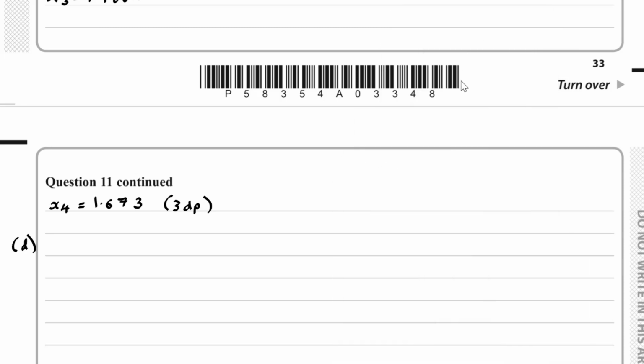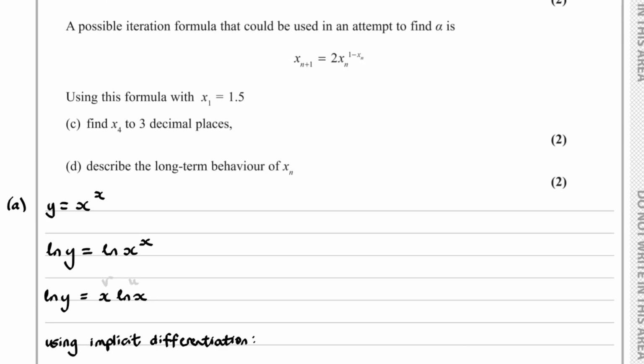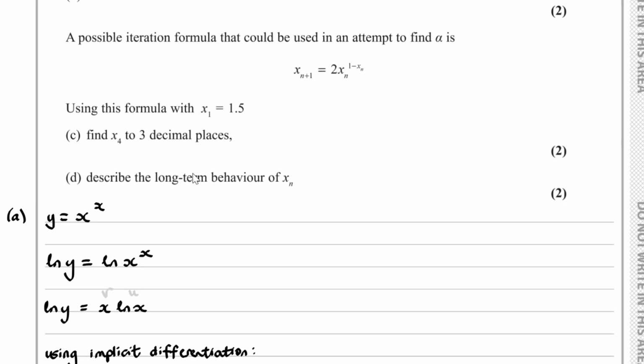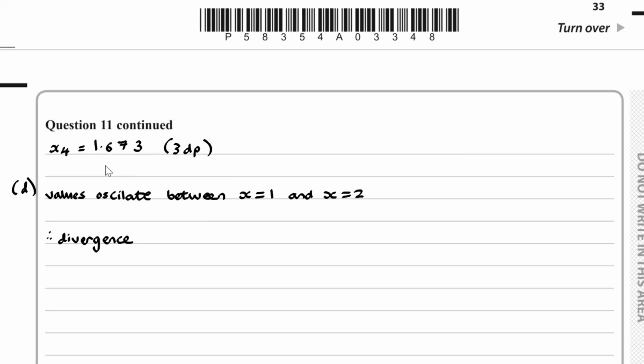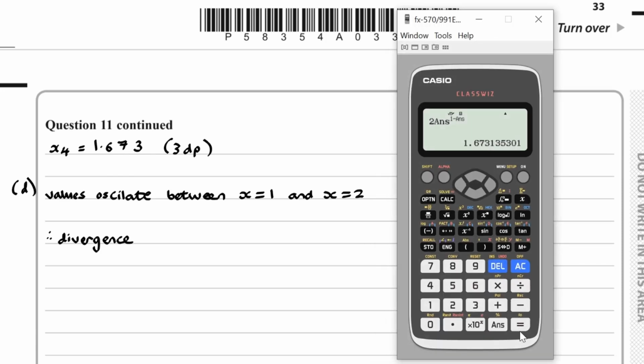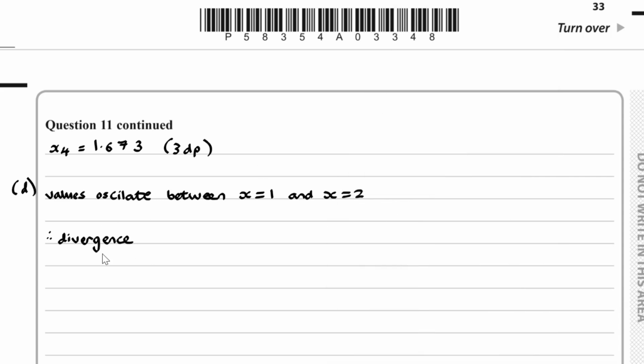And now for part D of the question. We have to describe the long-term behaviour of xn. So far, up to x4 we've got this 1.673, and on our calculator that's still stored. So continuously pressing equals, let's see what happens. It turns out the values keep oscillating between 1 and 2. And that's what we've put over here. The values oscillate between x equals 1 and x equals 2, and therefore we have divergence.